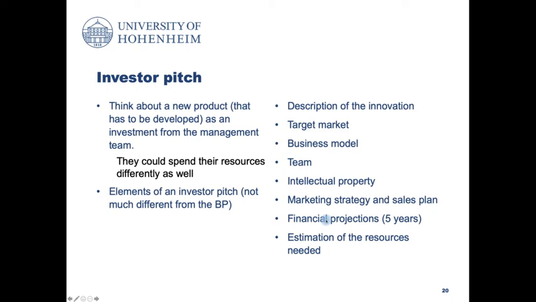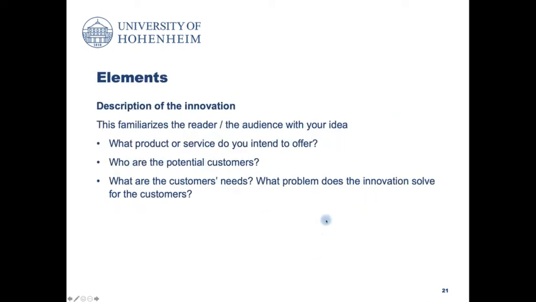So the elements of an investor pitch contain description of the innovation, the target market, the business model, again, the team, intellectual property, marketing strategy, sales plan, financial projections, estimation of resources needed, because this is what you're pitching for. Okay, so the elements: description of the innovation, make clear that the reader, the audience, is familiar with your idea. What is it actually that you want to innovate? What is your innovation? What is your new product, your new service?